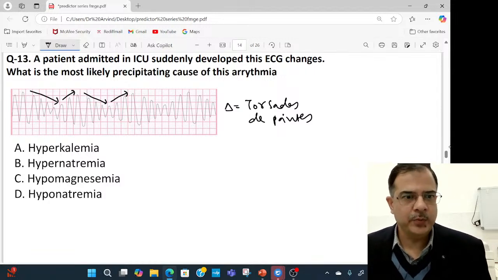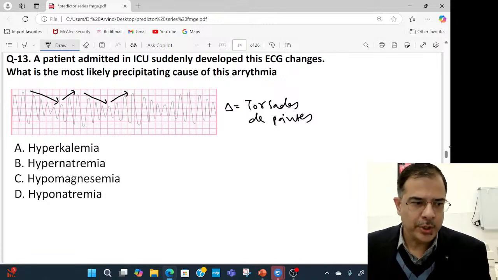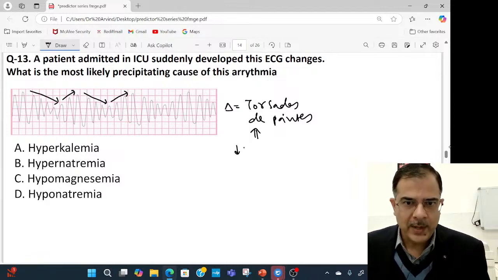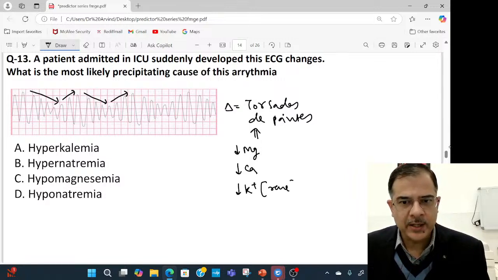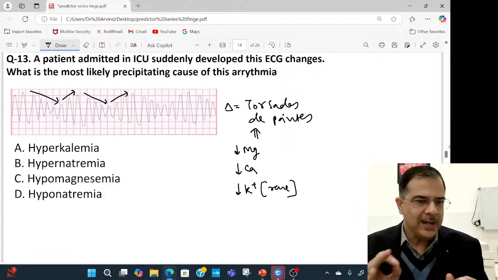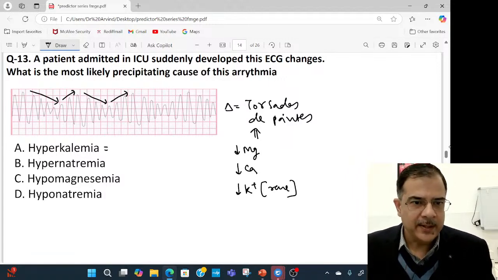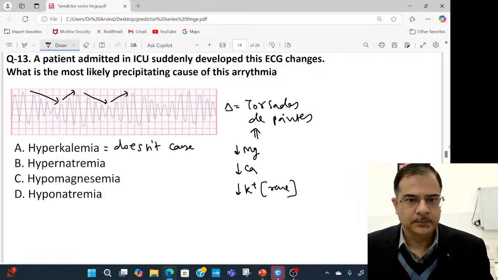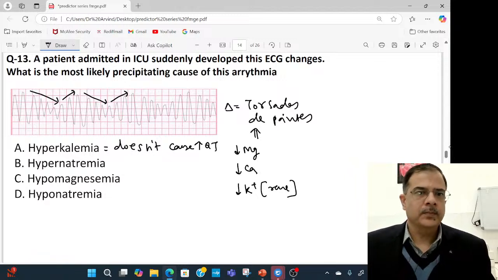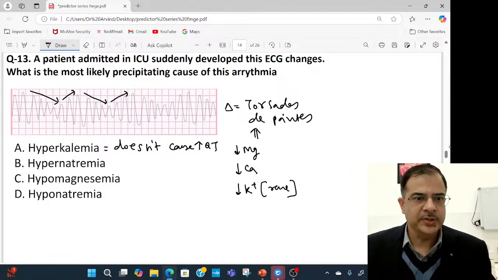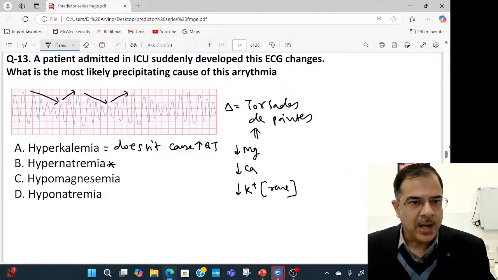So this is torsades de pointes which is happening, and torsades de pointes is precipitated by prolonged QT interval, and the most important precipitating causes are low magnesium, low calcium, and rarely low potassium. Low potassium is a rare cause but possible, while hyperkalemia does not cause prolonged QT interval. So it does not cause torsades de pointes. Know this very, very basic point.